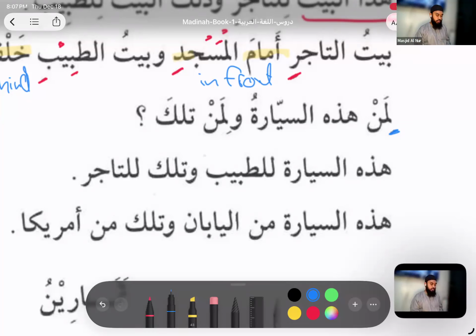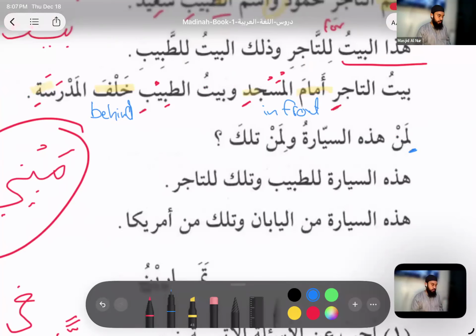Next one. Read it and translate it. Quick, let's go. We're past time. We should be done by 8:10, inshallah. Next, let's go. هذه سيارات صح؟ للطبيب. Li gives a kasra. Good job. للطبيب. وتلك للتاجر. Good job. Translate that for me.